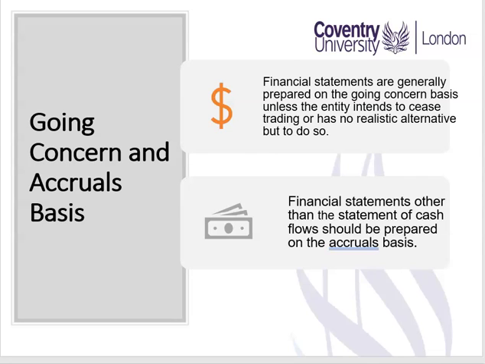Accruals basis also means that revenues will be matched with the costs that have been used to produce the revenue. So, for example, if you bought a piece of equipment that you are going to use for 5 years, then the cost of that piece of equipment will be spread over 5 years as you use the equipment to produce revenue. This is what accruals basis means.